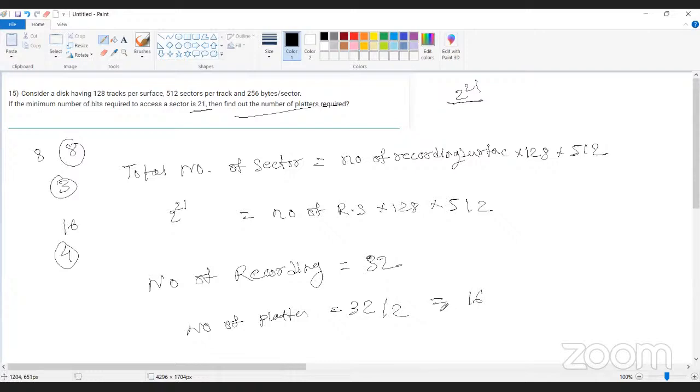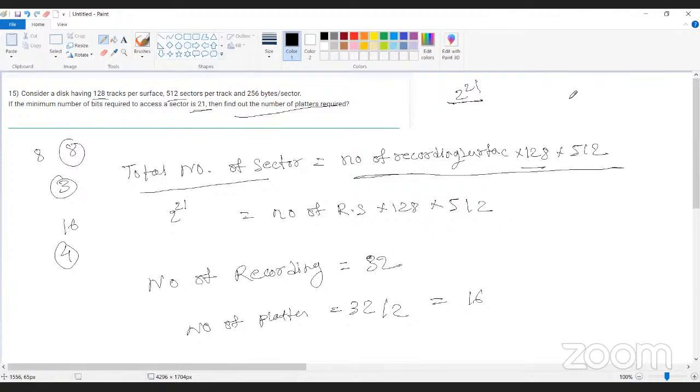Sir, what you have written in the first line is the generalized formula. Yeah. See, total number of sectors equals number of recording surfaces, then 128 tracks per surface, then 512 sectors per track. That's why you have written it, and 2 raised to the power 21 for the total sectors.